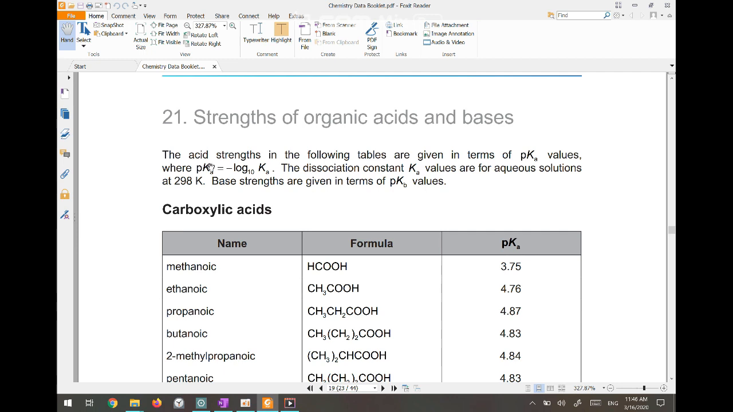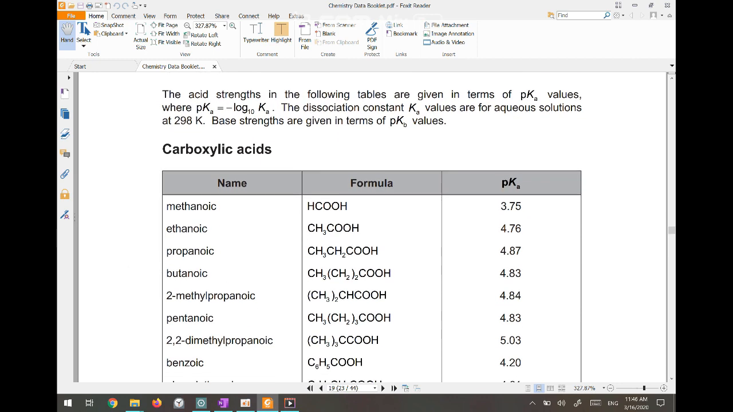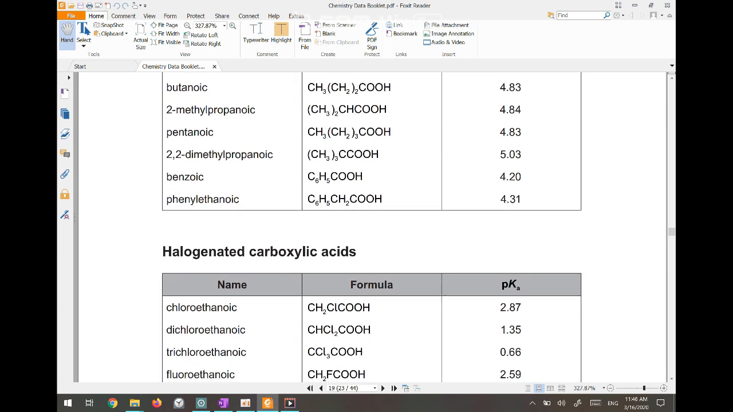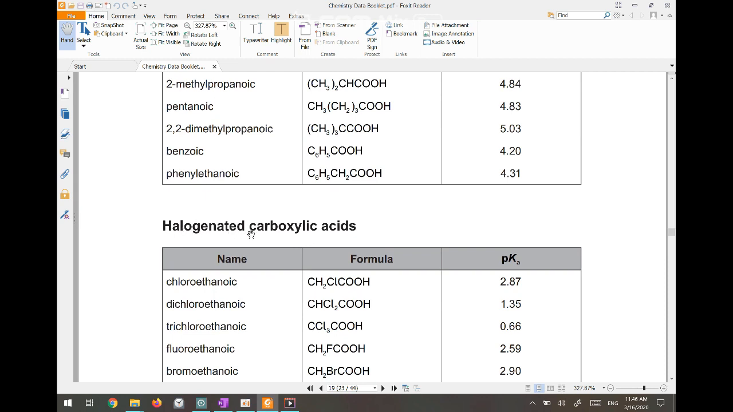So the definition of pKa and pKb also is given at the top of the page. It says pKa is negative logarithm of Ka. Same thing, you have pKb is negative logarithm of the Kb, so you know what p means. In the first table, the pKa for the organic acids is given for the carboxylic acids, methanoic acid, ethanoic acid, and so on. Their formula is also given in the second column. In the next table, the pKa for halogenated carboxylic acids is given. It means you have the carboxylic acid in which one or more hydrogens are replaced by the halogen.